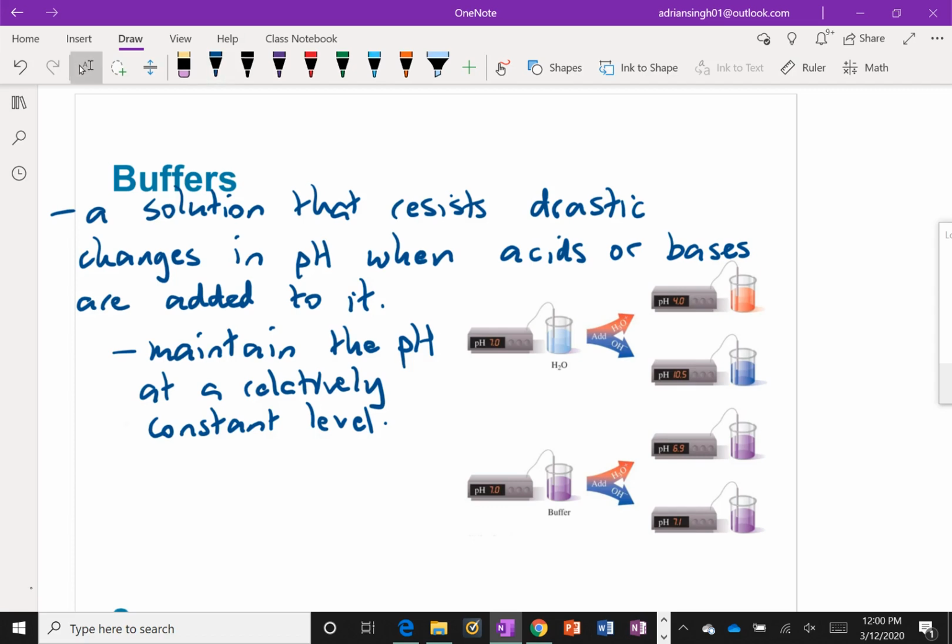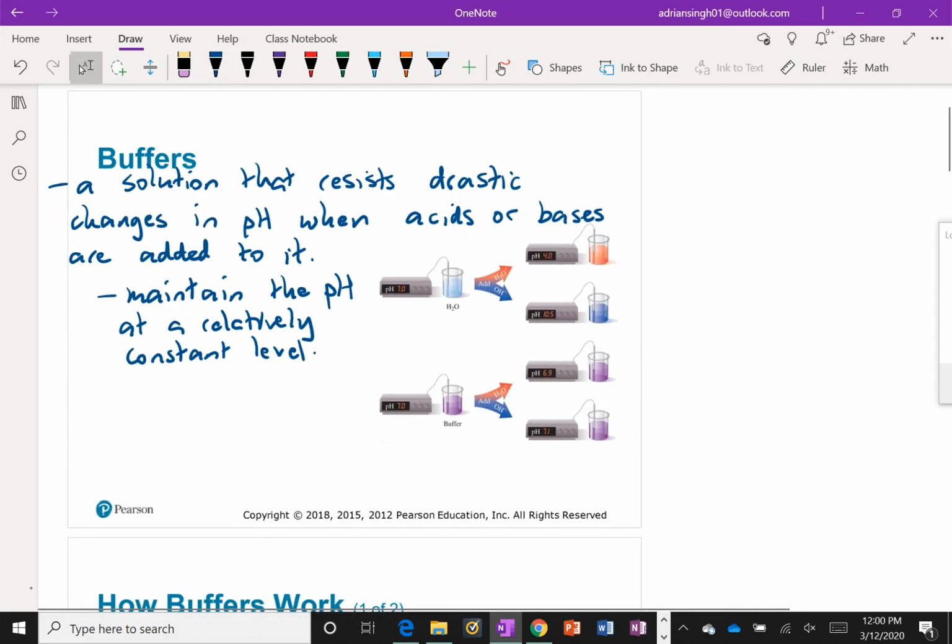To give you a simple analogy of how buffers work, you can think of a buffer as sort of analogous to the bumper on your car, right? So if you get into an accident or a collision, the bumpers serve to absorb most of the energy of that collision. So you in the car itself don't experience the full force of that collision, right? So buffers do something similar. They absorb the full force of the hydroxide or the hydronium that's added from an acid or a base, and as a result, the solution itself is not going to change its pH drastically.